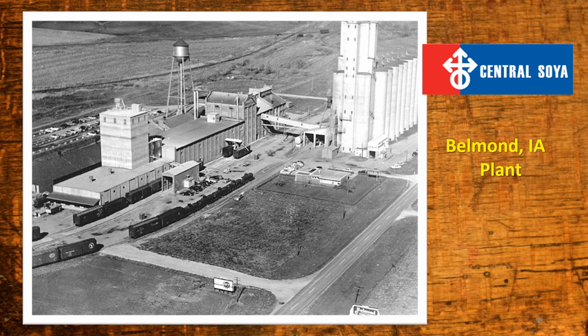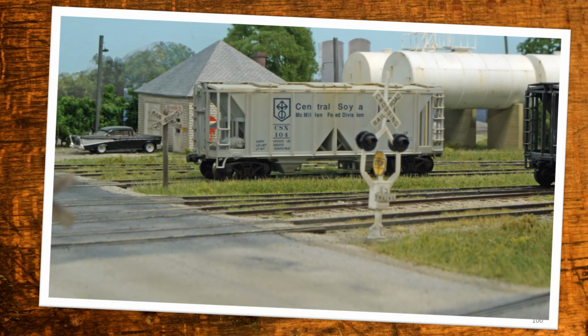South of Mason City, Belmont, Iowa had a large soybean processing plant that generated a lot of traffic on that line. Here's a Central Soya car for that same plant there at Belmont. This is a shot on the layout.